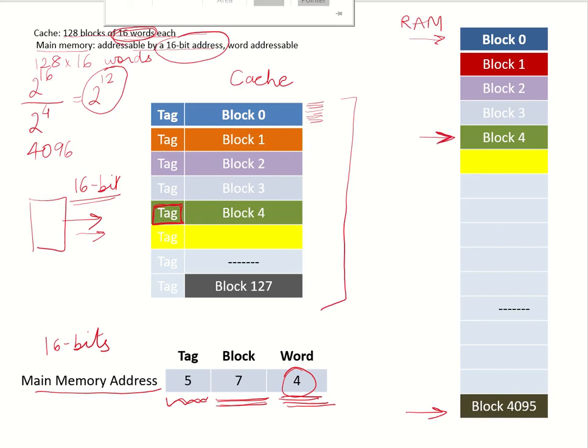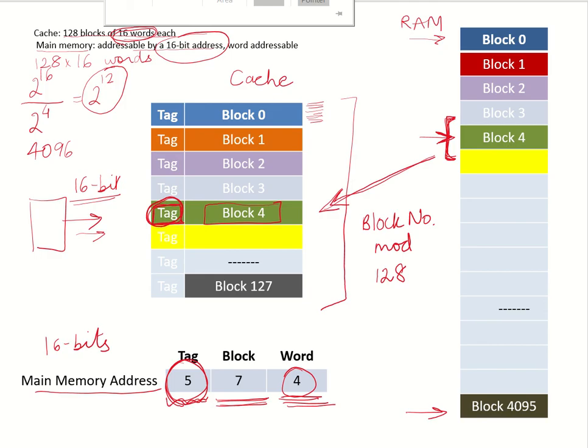So then this complete block will be brought into the cache specified by block number modulo the number of blocks in the cache, which is 128 currently. So 4 modulo 128 will be brought into block 4 of the cache. This whole data will be transferred to block 4. Only the 5 high order bits of the main memory address will be stored as tag bits.